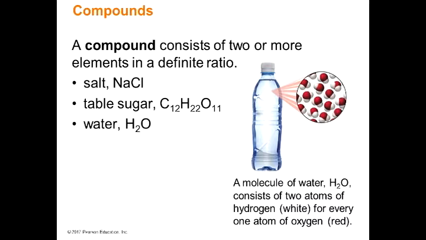Compounds exist with two or more elements in a definite ratio. Okay? That ratio is fixed. This is sodium chloride. This is table salt. That's what it is. This is table sugar. Okay? This is what it is. It's not something else. It's not something close to that. It is that. It's very definite.